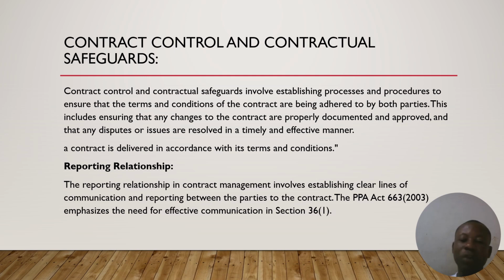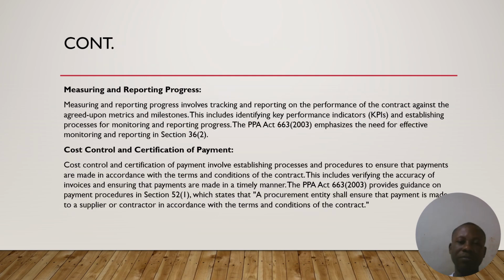So as procurement officers, when we award a contract, we execute the contract. We need to safeguard the contract to make sure that the contractor performs the task according to the specification and the conditions of the contract. We should also ensure the measuring and reporting of progress. And that is our responsibility as procurement officer.